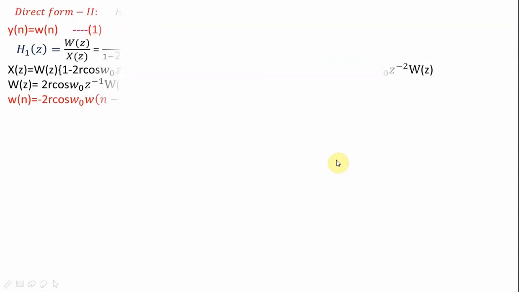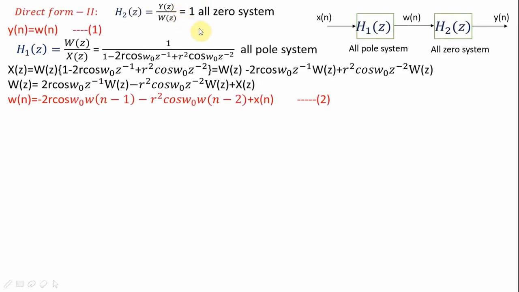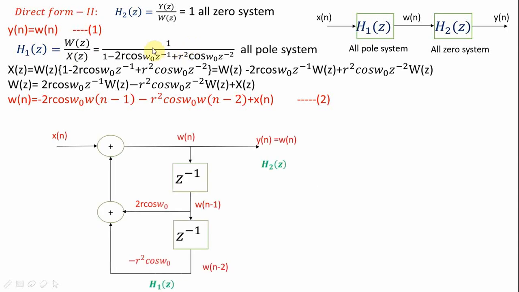Next, coming to the direct form 2 realization. h2 of z is given by y of z by w of z. This is an all zero system now, so that is equal to 1 from the equation. And h1 of z is an all pole system, which is given by 1 over the denominator. Now taking this, cross multiplying and solving for w of z, we get w of n equal to minus 2r cos omega naught w of n minus 1.